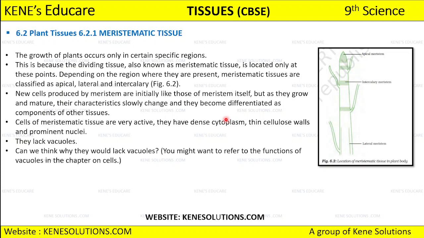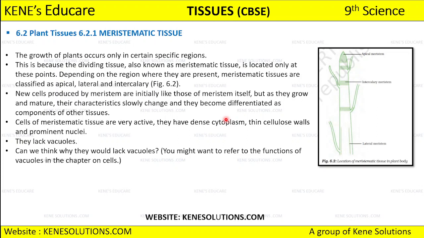And why does this happen? Why does only a certain specific region of the plant grow? Because there is a dividing tissue present in the plant, and that dividing tissue we call meristematic tissue. What do we call that dividing tissue? Meristematic tissue. And this meristematic tissue is located only at this point where the growth occurs.